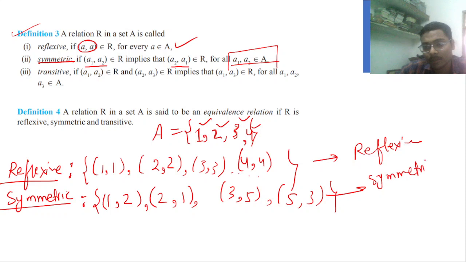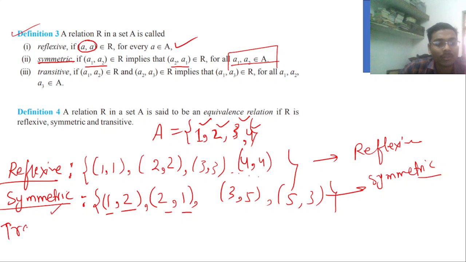What do you mean by symmetric? When you stand in front of a mirror, you see your face to be very much similar to yourself. Your face is similar to you and you are similar to your face in the mirror. So that's why if 1 2 is there in the set, then 2 1 has to be there in the set, then it's symmetric.